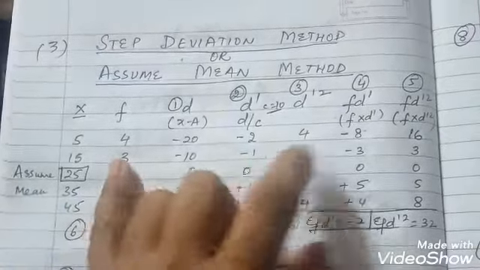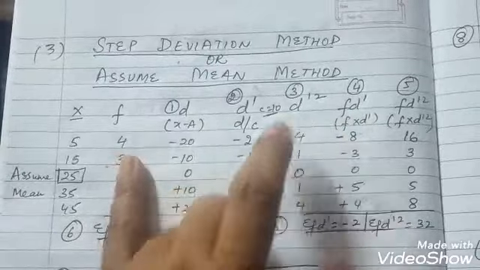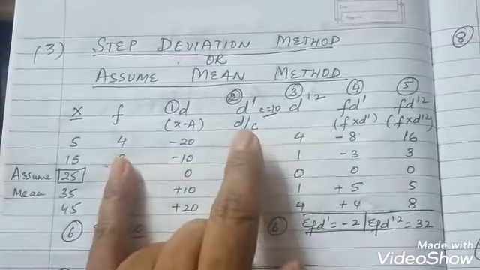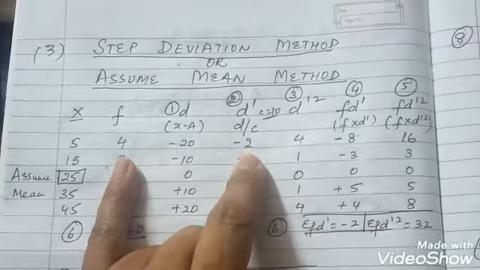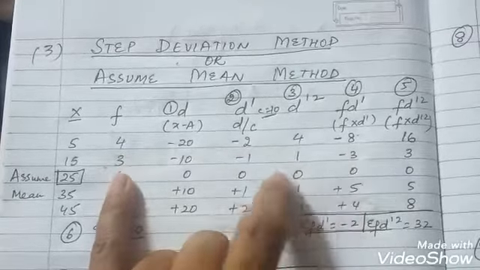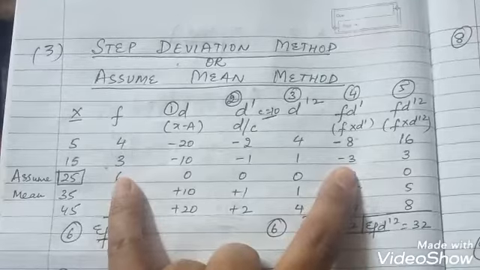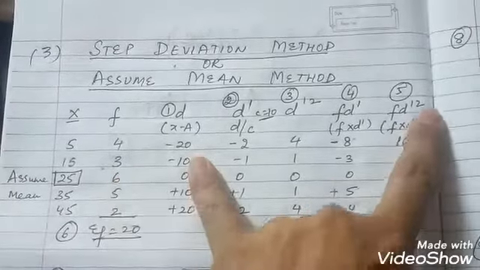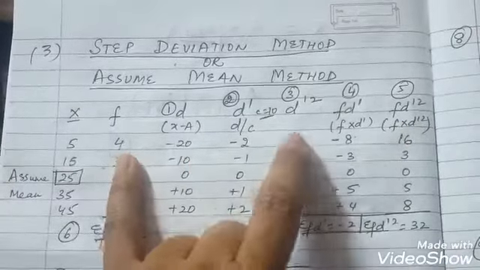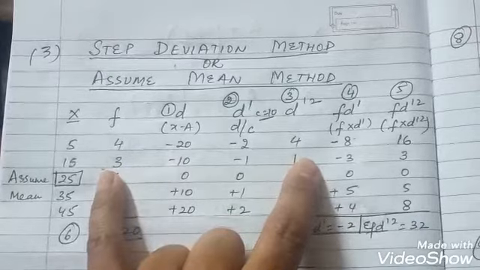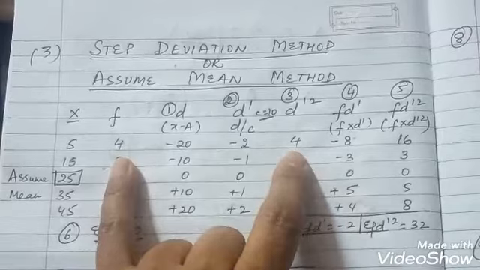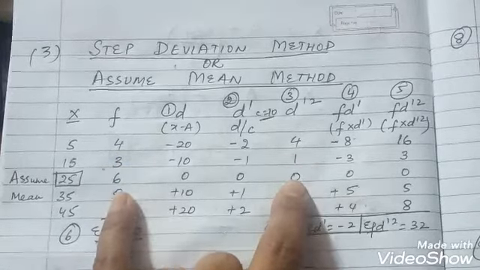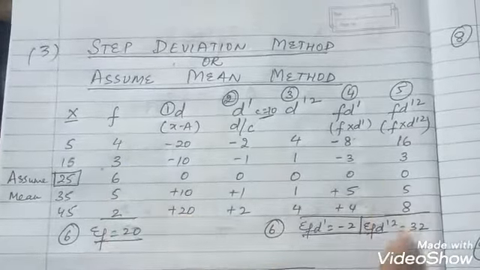Now again we are going to have f d dash, meaning f into d dash. We take every value of f into every value of d dash. So 4 into minus 2 is minus 8, 3 into minus 1 is minus 3 and so on. F d dash square means f into d dash square. It is not f d dash whole square. So 4 into 4, 16, 3 into 1, 3, 6 into 0, 0 and so on.